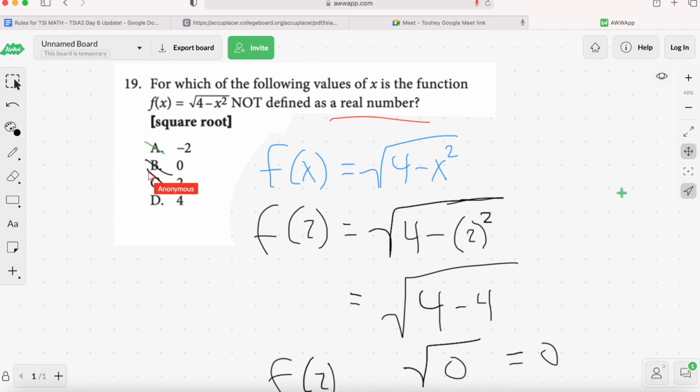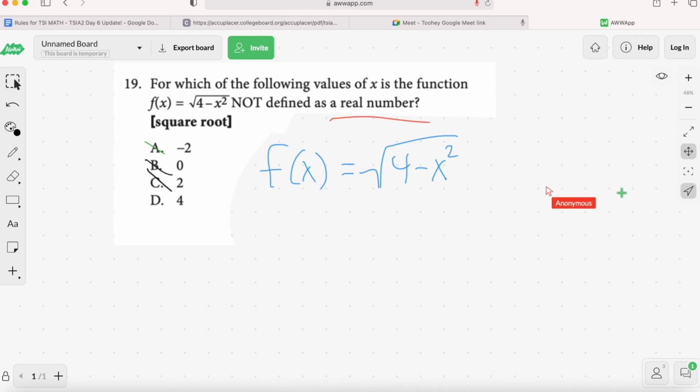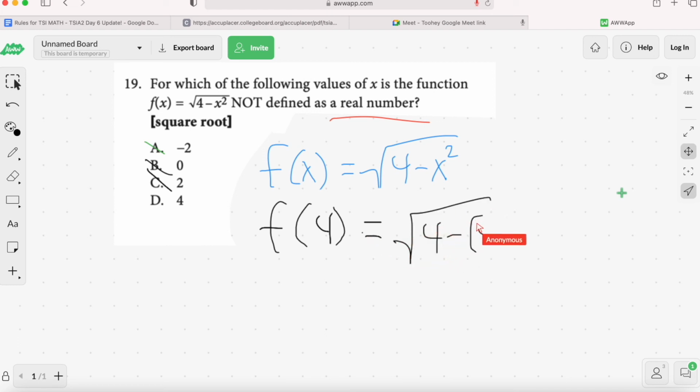It's looking like D, but let's confirm it. If we get a negative inside that square root sign, we know it's D. So let's do it. We'll find f of 4. That is the square root of 4 minus, in parentheses, 4 squared, all inside the square root sign. So what does that equal? So 4 squared, that's 16, so it's going to be 4 minus 16.